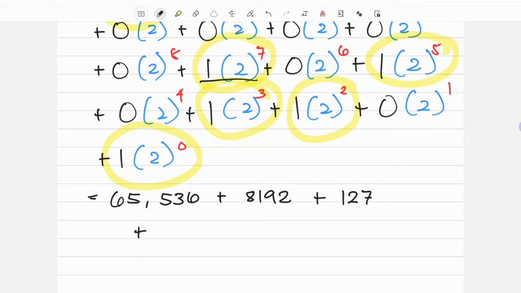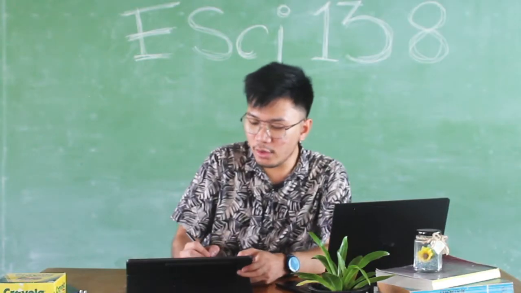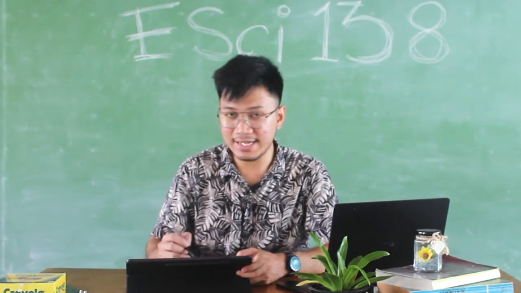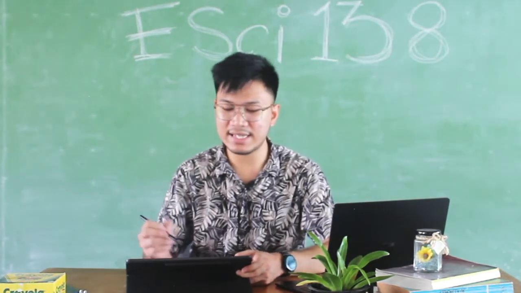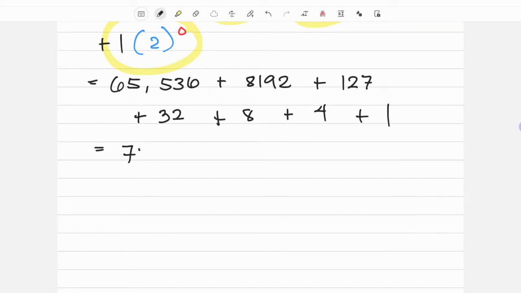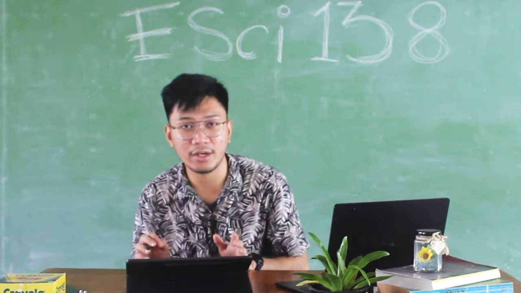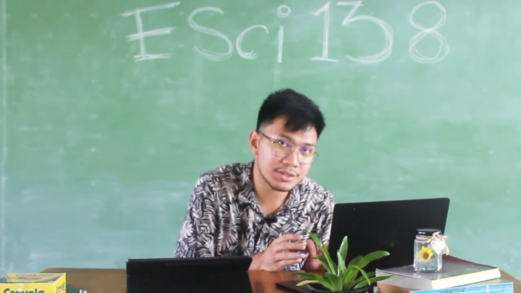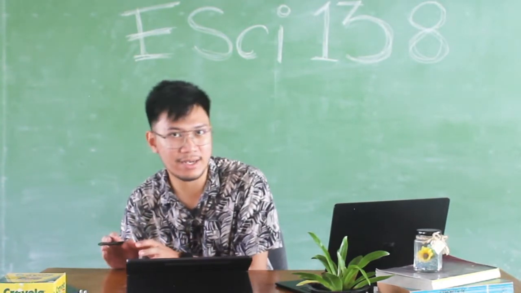What is 1 times 2 to the power of 5? That is 32. What is 1 times 2 to the power of 3? That is 8. 1 times 2 to the power of 2, that is 4. And 1 times 2 to the power of 0, that is 1. And if we are going to total that, that will be the equivalent decimal sa aning binary. Okay? So, your answer here is 73,901. And now, this is your base 10. So, this is your answer. And this is how you are going to convert binary numbers into decimal numbers.